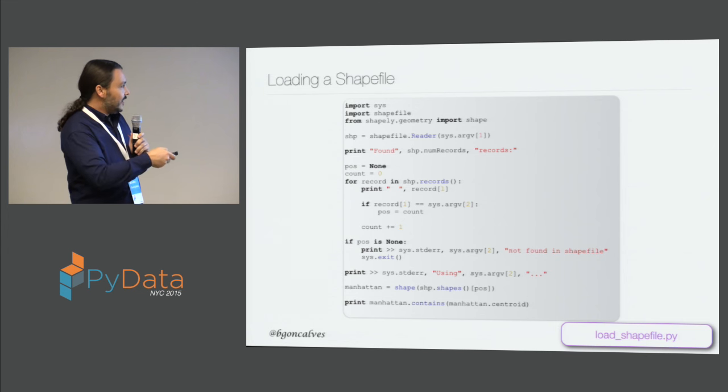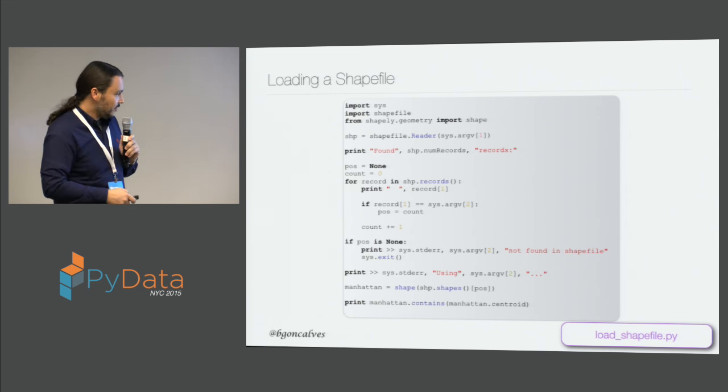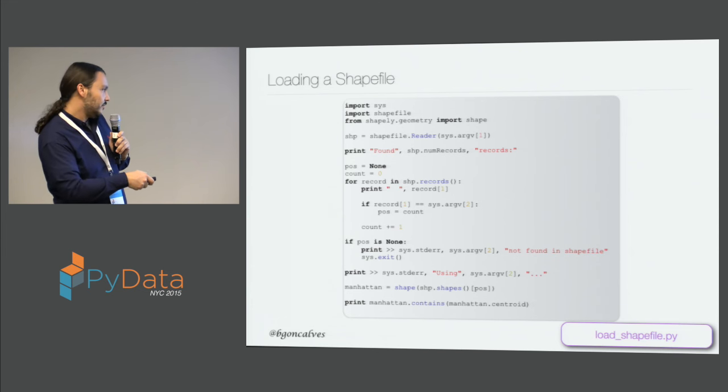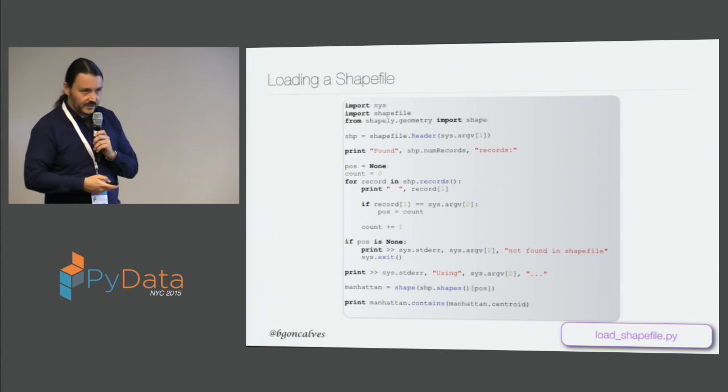And then it lets you select one. So here I will just use the command line, and then you just select the one you want. If it didn't find it, it didn't find it. And if it found it, it says, okay, I'm going to use that one. Here I was going to select Manhattan, and then I was just going to check that the centroid of Manhattan was inside Manhattan, just to exemplify how you can do this.